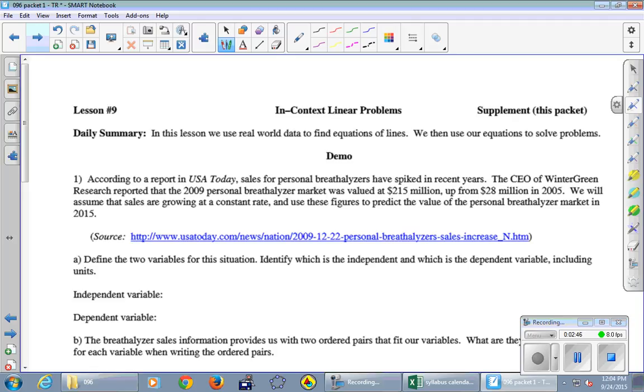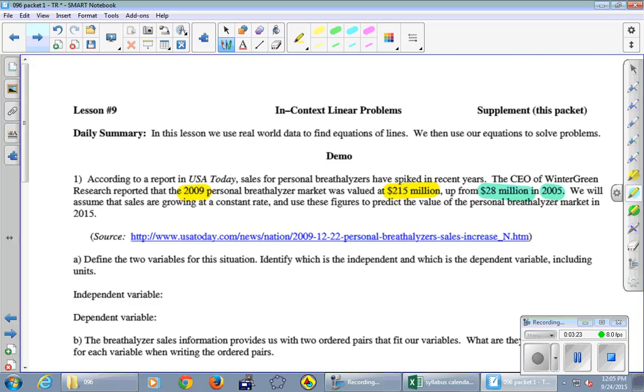Number 1. According to a report in USA Today, sales for personal breathalyzers have spiked in recent years. The CEO of Wintergreen Research reported that the 2009 personal breathalyzer market was valued at $215 million. I'm going to pause right there because I feel like there's some data that I'm going to end up using. In 2009, $215 million. Somehow those 2 things are related to each other. And continuing the sentence, up from 28 million in 2005. That feels like another piece of information. 28 million is associated with 2005. Got those 2 data points.